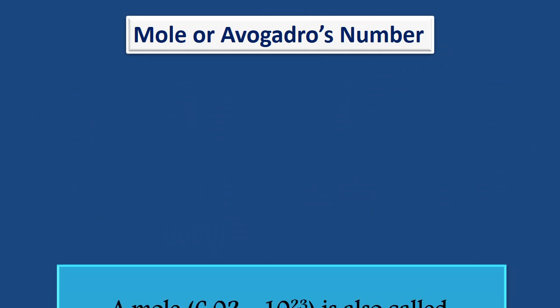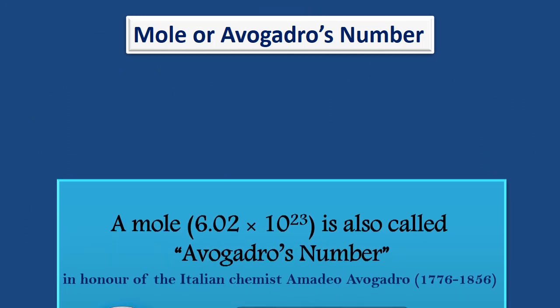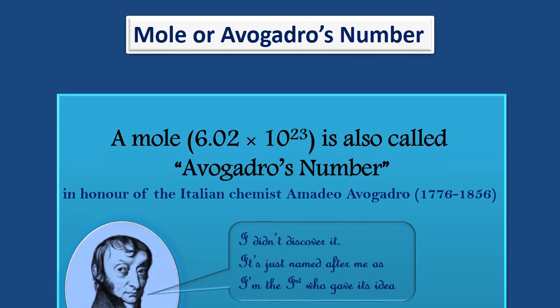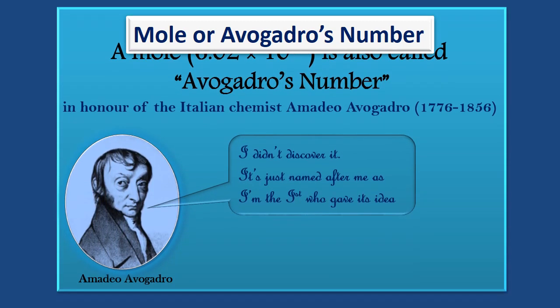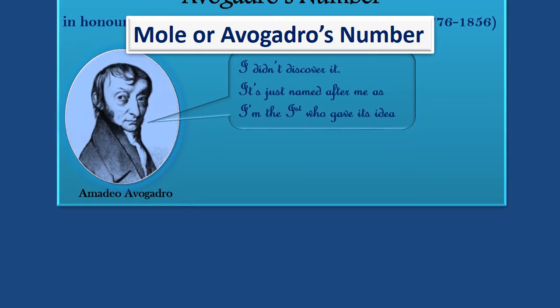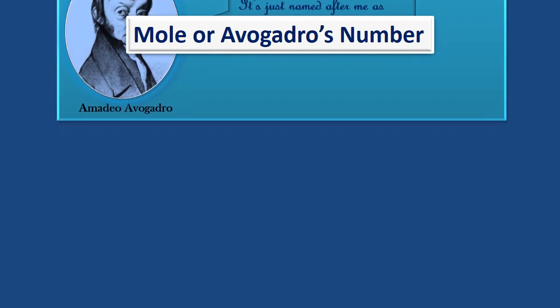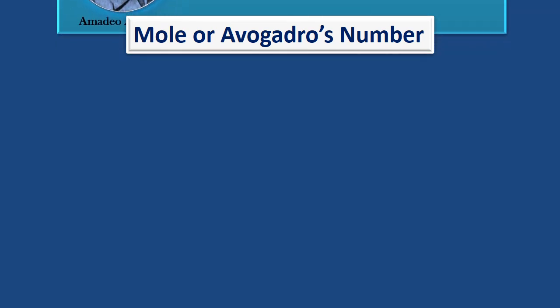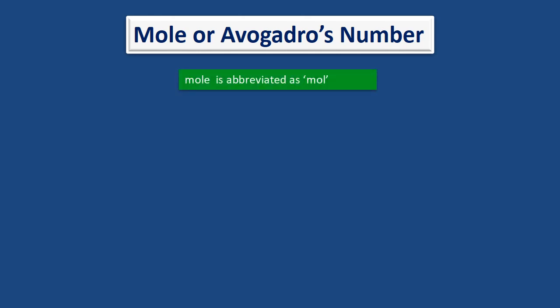A mole is also called Avogadro's number in honor of the Italian chemist Amadeo Avogadro, who didn't discover it. It is just named after him, as he is the first who gave its idea. Mole is abbreviated as mol. Avogadro's number is denoted by N_A, both capitals, but A is written in subscript.